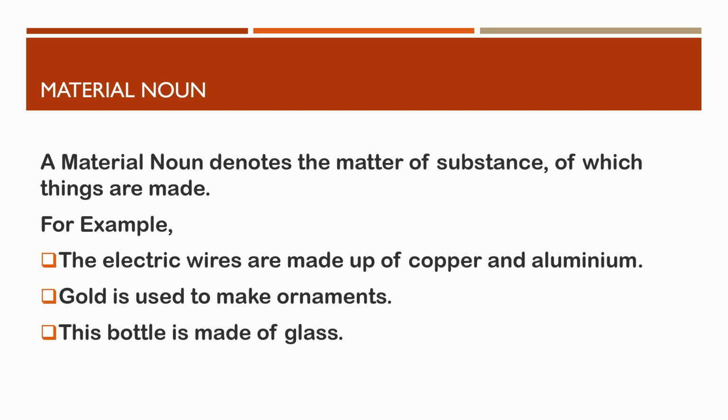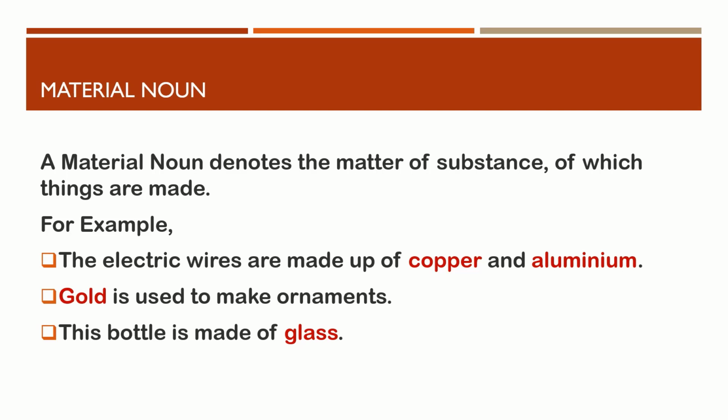Here we can see the colored words copper, aluminium, gold, glass. All these refer to material nouns since they denote the matter or substance of which things like electric wires, ornaments, or even the bottle have been made. So far, we have discussed proper noun, common noun, collective noun, and material noun.